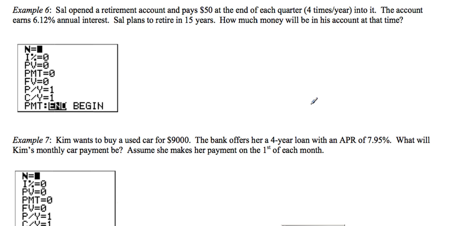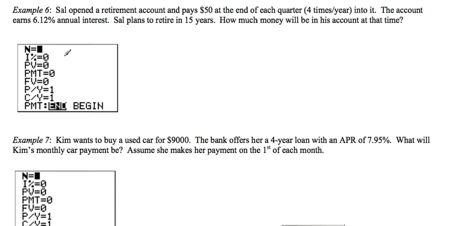Okay, Sal really wants to know if he's going to be well off or not. So let's help out Sal. Let's list our variables here. I've got a copy of the calculator screen, and I'm just going to plug them in as we read through the problem again and see where they go and what we need to solve for. Okay, so first off, he's paying $50 in at the end of each quarter.